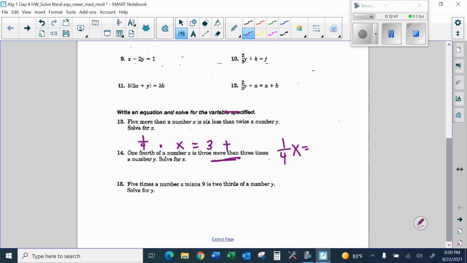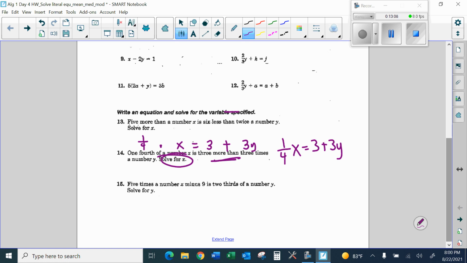3 more than 3 times a number y. So it's 3y. So there's my equation. Okay, so now I'm just putting together 1/4 x equals 3 plus 3y. And it says solve for x.